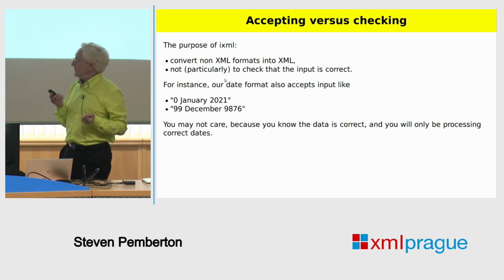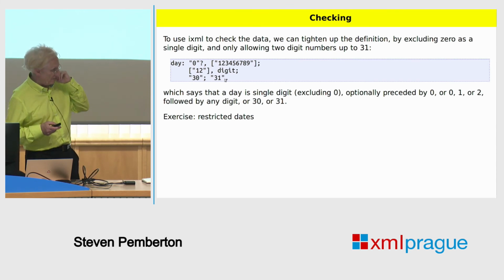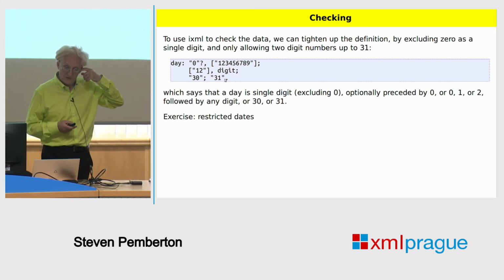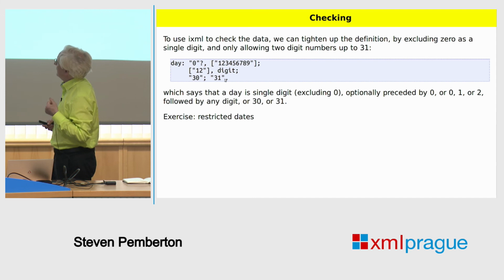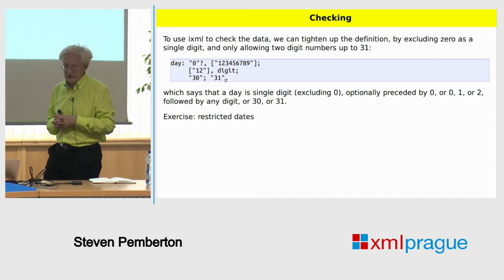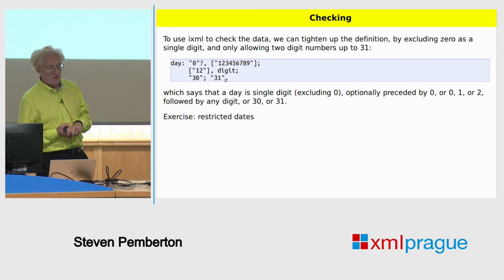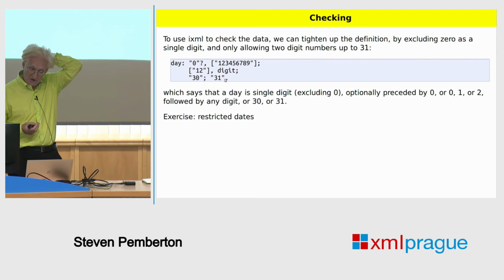On the other hand, you might want, for different reasons, to do some checking. And you'll see some examples of where it is important. So if we want to use Ixml to check the data, then we can tighten up the definition, in particular of day, by excluding 0 as a single digit and only allowing two-digit numbers up to 31.